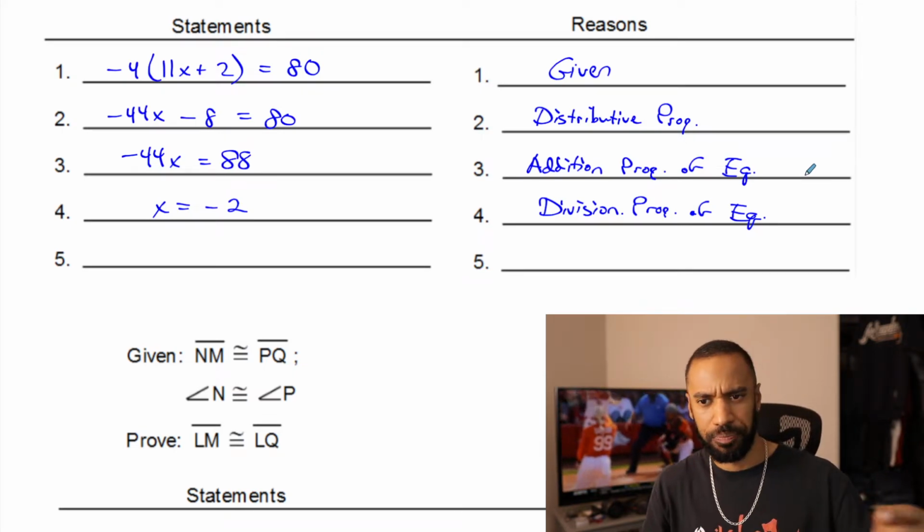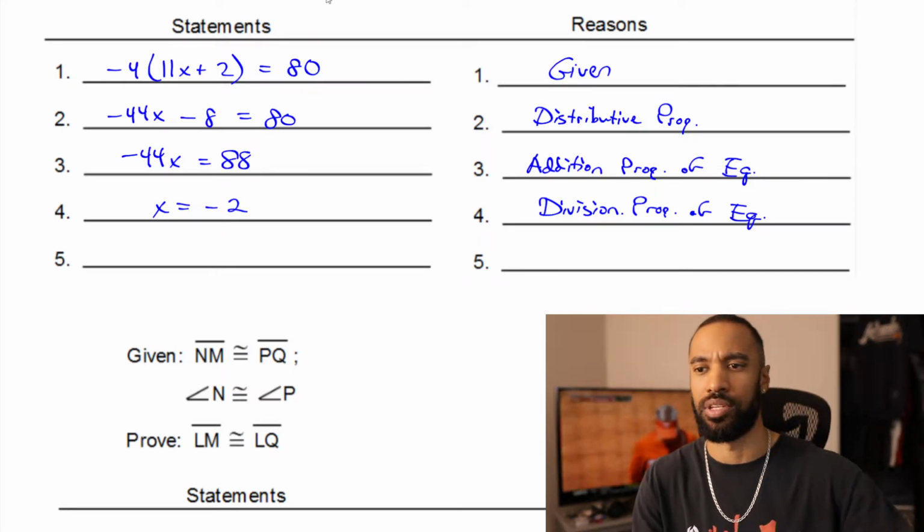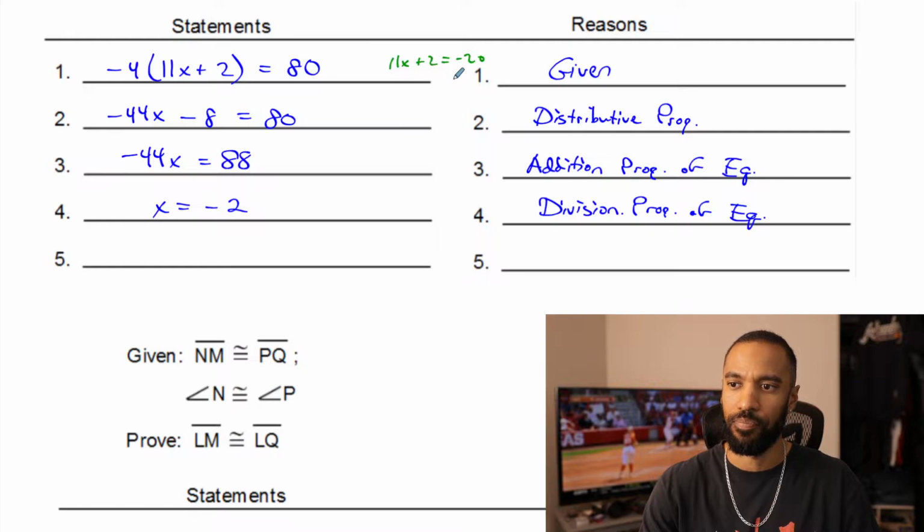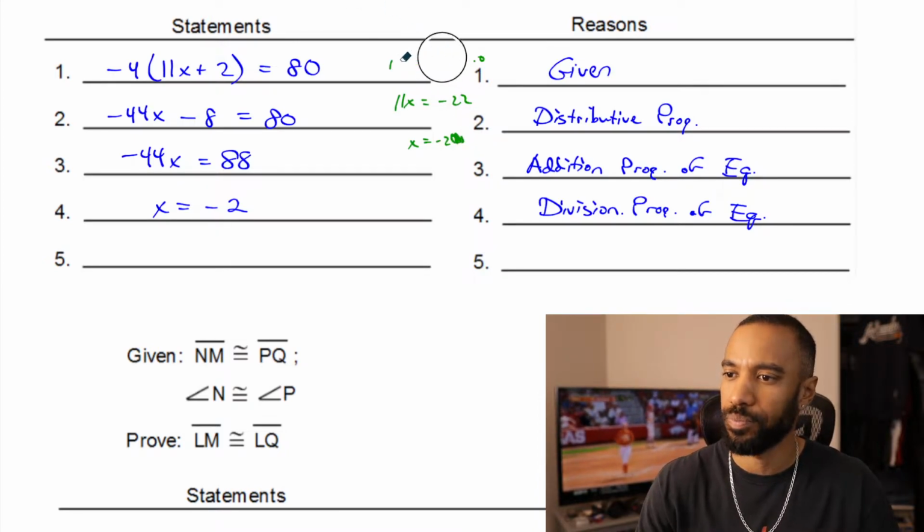Likewise, I could have done this in, I guess it still would have been 3 steps. But I would have divided both sides by -4 instead to get 11x plus 2 is -20. Division property of equality. Subtract 2 from both sides. Subtraction property of equality. Division property of equality. Again, divide by 11. X is -2.